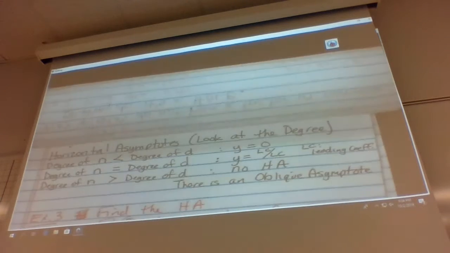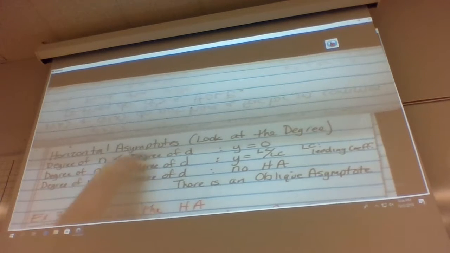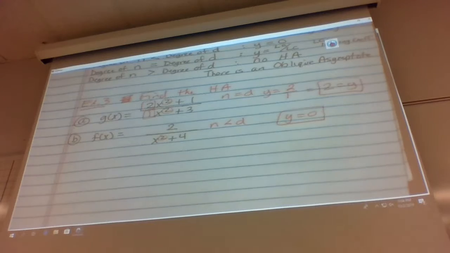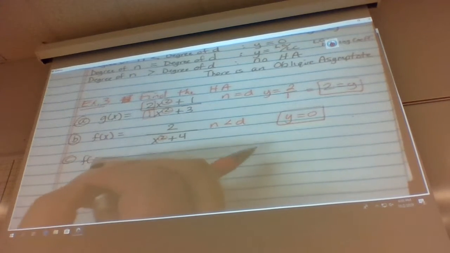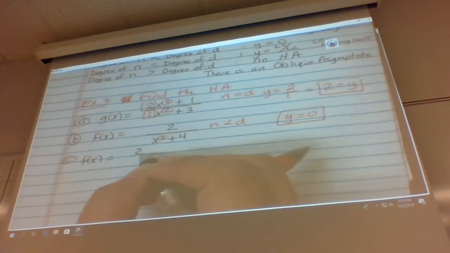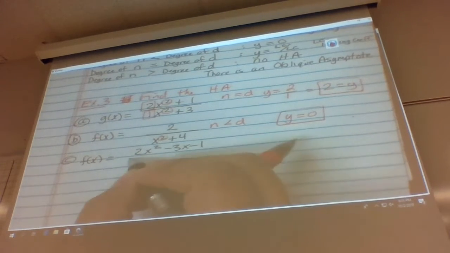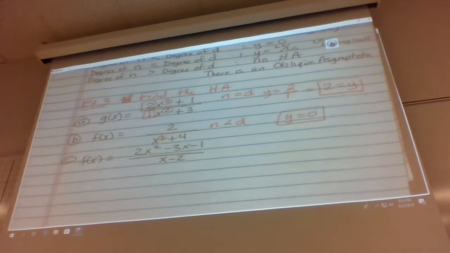So, the last one for this section. F of x equals 2x squared minus 3x minus 1 over x minus 2. So, point out your degrees on your paper. Degree for the numerator, degree for the denominator. 2 and 0. 2 and 1.